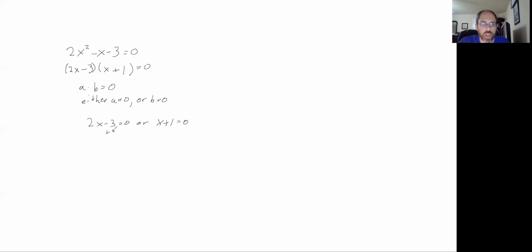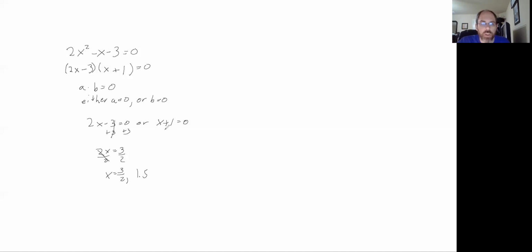I'm going to, of course, add 3 to both sides of my equation here. Then those will cancel, and I have 2x is equal to 3. Then I'll divide by 2 here, and I have x is equal to 3 over 2. If you prefer, you can call that 1.5, same difference.